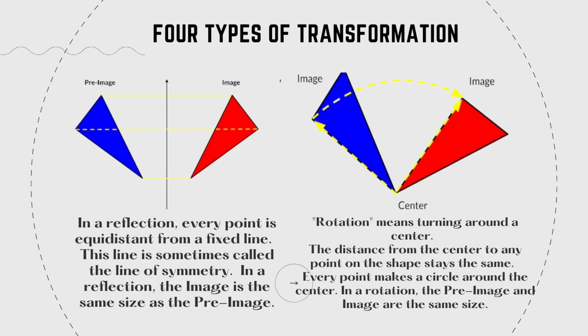Reflection. Every point is equidistant from a fixed line. This line is sometimes called the line of symmetry. In a reflection, the image is the same size as the pre-image.